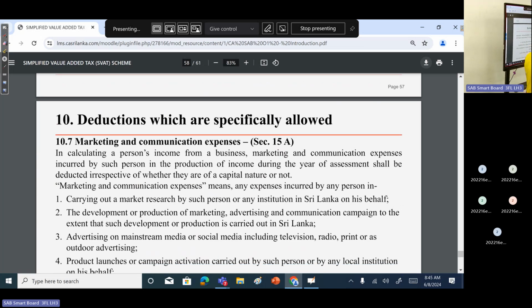It says marketing and communication expenditure. So what is the meaning of marketing expenditure, or the promotion expenditure, or the advertisement expenditure? Tell me, what is the advertisement expenditure? What do you mean by advertisement?